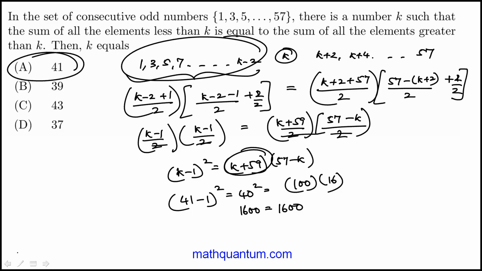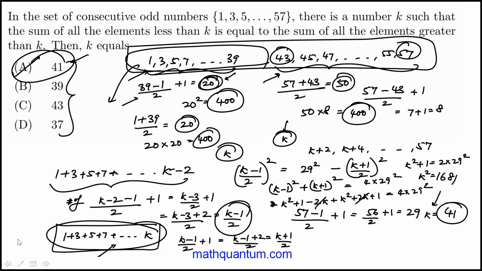So depending on which method you're comfortable with, you can choose. It's really just a matter of personal preference, but make sure that you are comfortable with all the underlying relationships. For example, that the sum of the first n consecutive odd integers is the square of the number of terms, and also how you can use the average and the number of terms to find the sum of any arithmetic sequence. So to summarize, the answer is A.